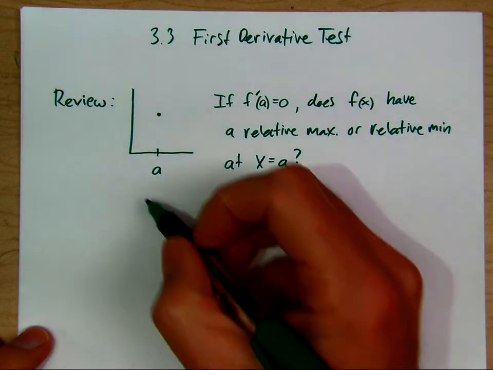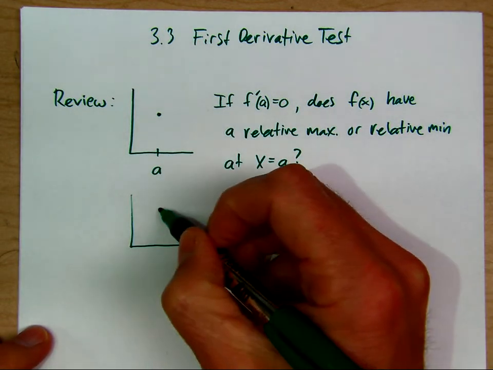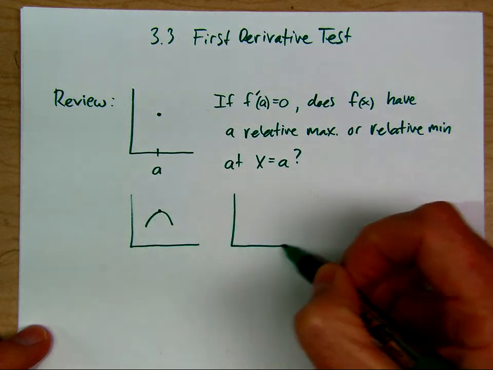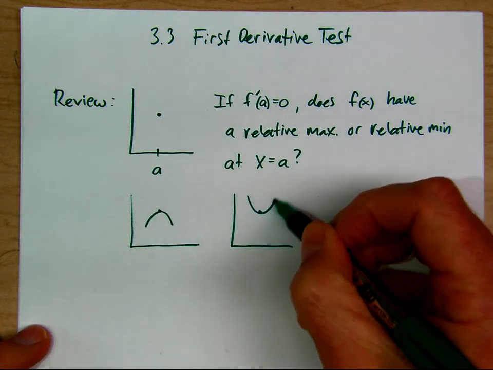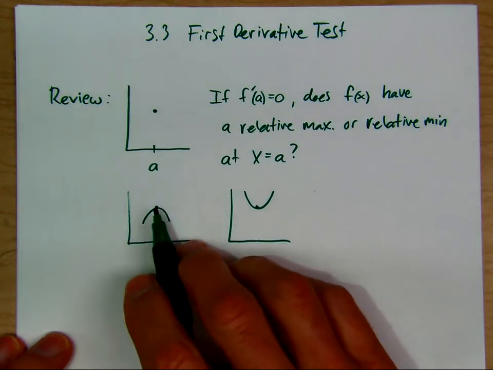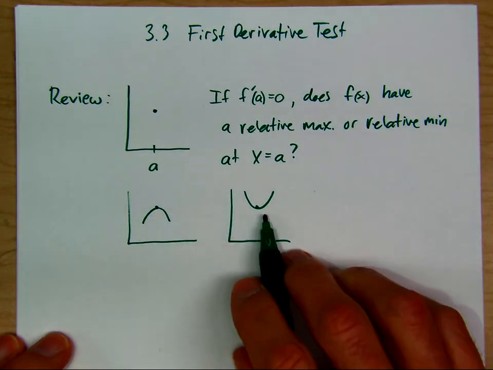So we're asking whether at the point, is there going to be a maximum or is there going to be a minimum? And what do we need to know to be sure that it's a maximum or a minimum?